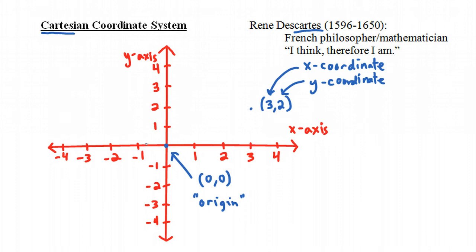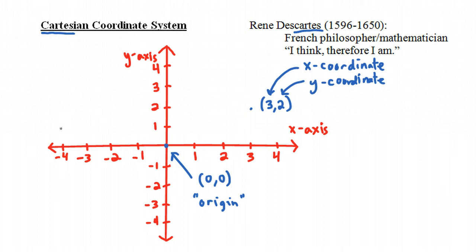The x-coordinate tells you how far to go left and right, so you begin here at the center point called the origin. It has coordinates 0, 0. And the 3 tells you that you're going to move to the right 3. If it had been -3, you'd move to the left 3. And the 2 tells you you're going to move up 2. So you begin at the origin, you move right 3, and then up 2.